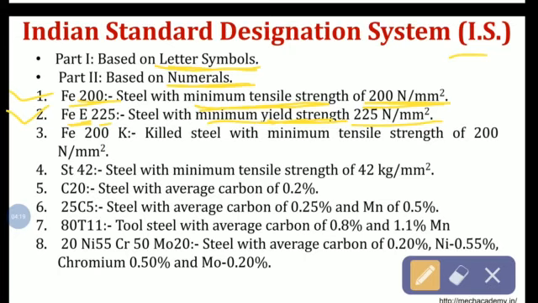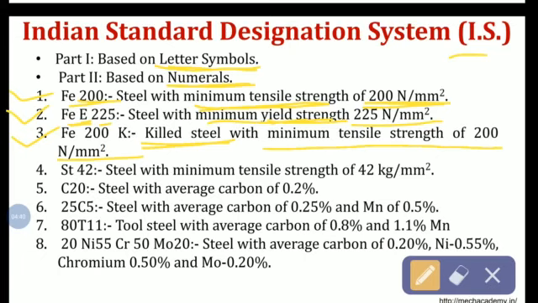Now the third one is Fe200K. Here the K symbol means it is killed steel with a minimum tensile strength of 200 Newton per mm square. 200 means 200 Newton per mm square minimum tensile strength, correct? Here the E symbol is not present, that's why it is tensile strength.